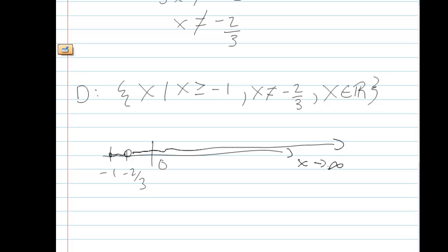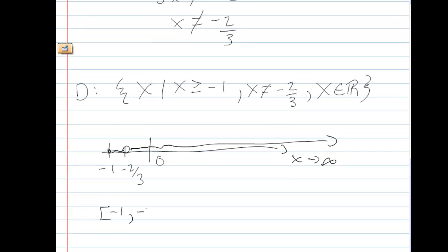So another way of writing this in interval notation is like this. x starts at negative 1, and it goes to negative 2 over 3. It's going to skip over negative 2 over 3, and then go all the way to infinity.